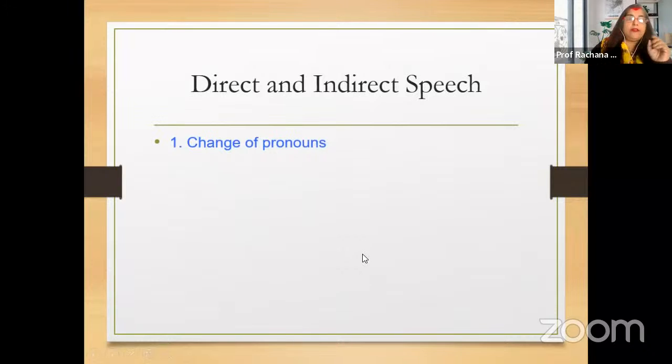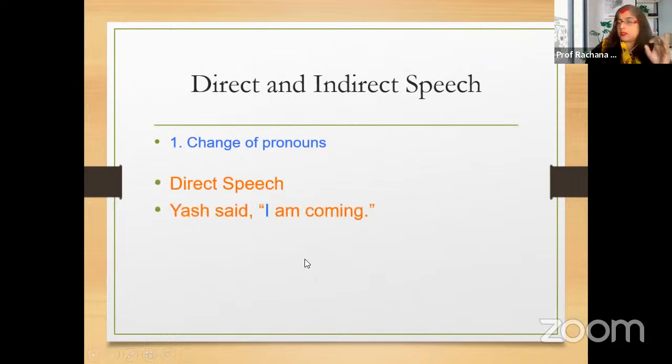What do we do? We first change the pronouns when changing from direct to indirect speech. Suppose I have taken simple sentences so that you understand and revision is done properly. If Yash said, I am coming, I is the pronoun and am coming is the verb. So when we are changing am coming and I, then it changes. I changes to the next person, it doesn't stay. What will it change to, Vishnu? This simple sentence.